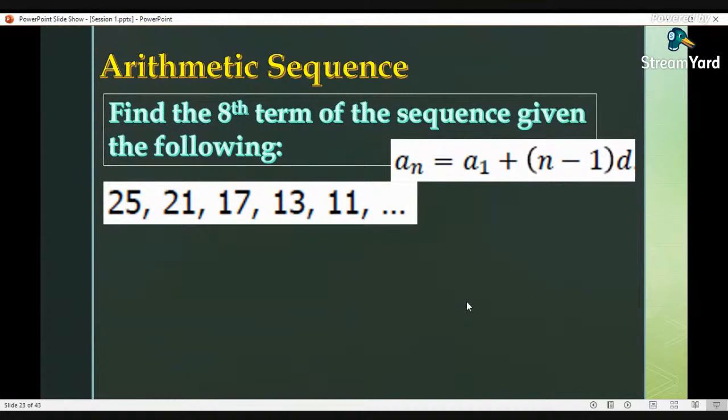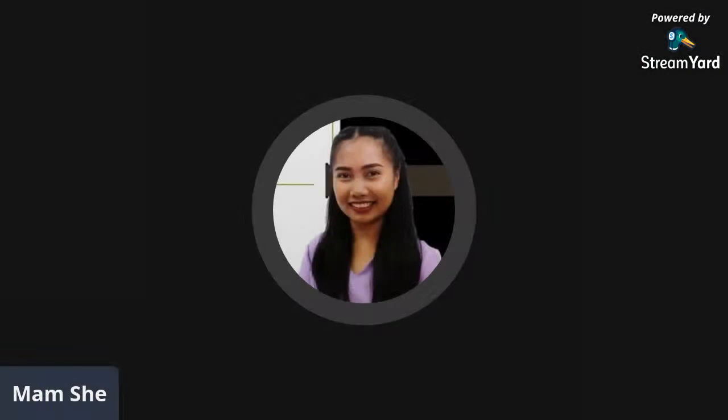Next, find the eighth term of the sequence. In this case, we are given a sequence and we still need to find the common difference. Take note that our first term is already given as 25, and the common difference will be 21 minus 25, and the answer is negative 4. So the common difference is negative 4. Now we are going to solve that.